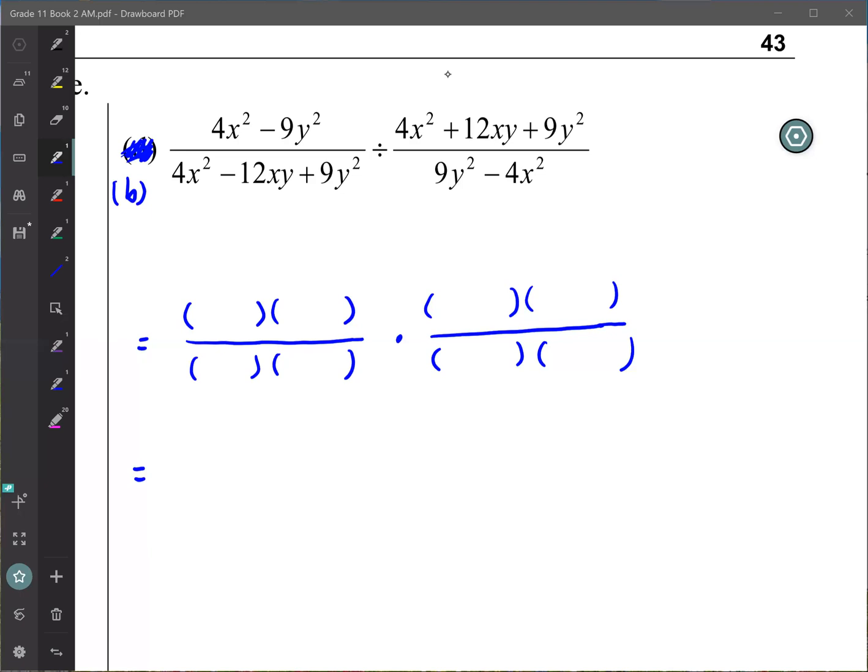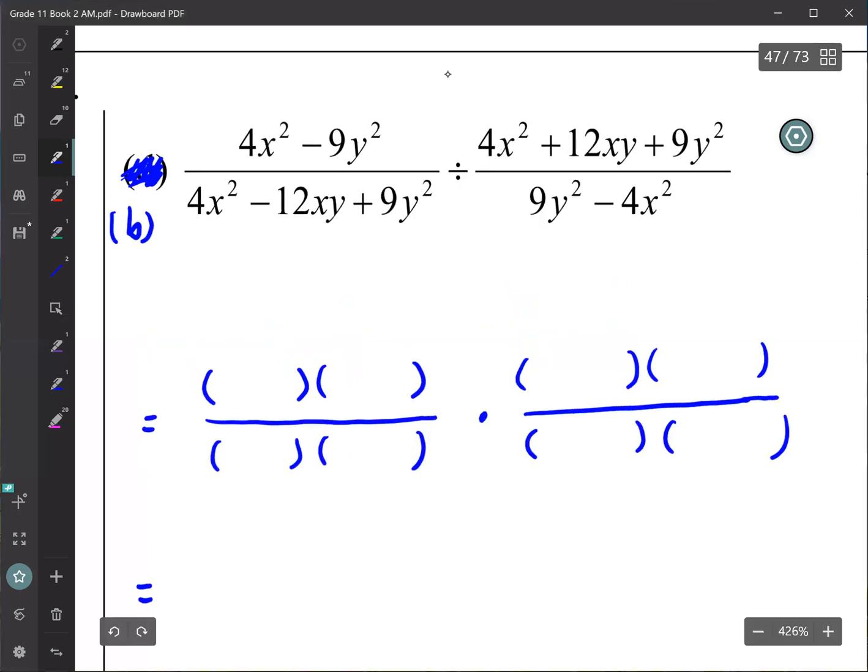Is it like 4x plus 9y, 4x take away 9y? Okay, yeah, we can review the difference of squares, okay? First thing you need to figure out what square makes 4x squared, okay? And what square makes the 9y squared? Do you know? What times itself can become 4x squared? 2x, right? 2x times 2x will give you 4x squared.